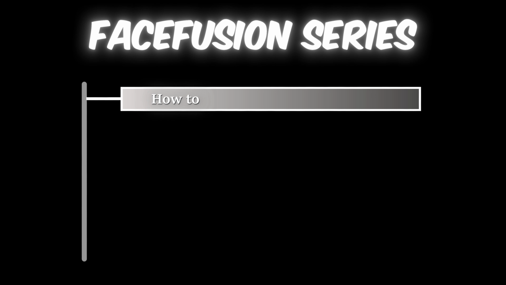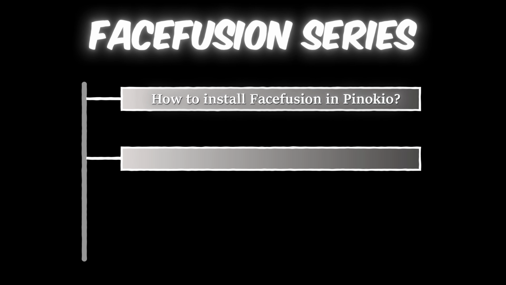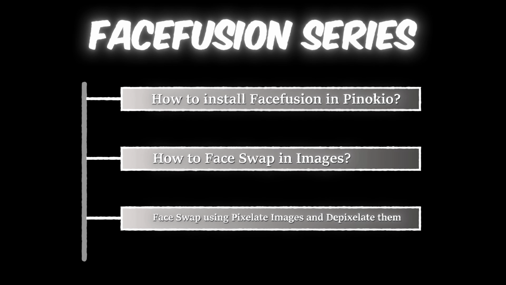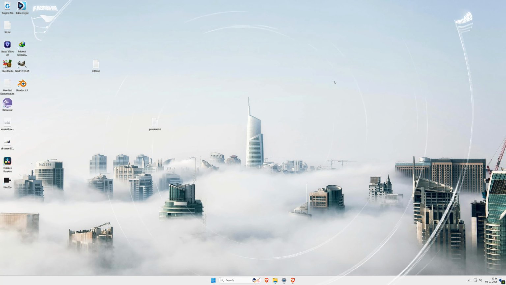This is the fourth video in our FaceFusion series. In the first video, we learned how to install FaceFusion in Pinokio. In the second video, we covered how to face swap using images. In the third video, we showed you how to swap faces with pixelated images and then depixelate them. Now, let's move on to today's tutorial.